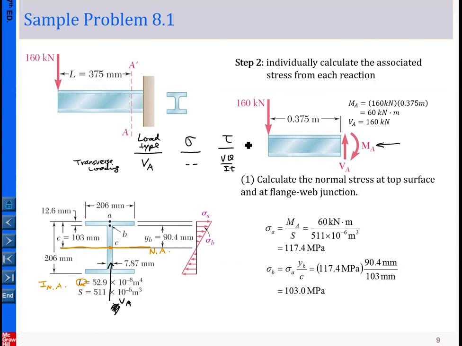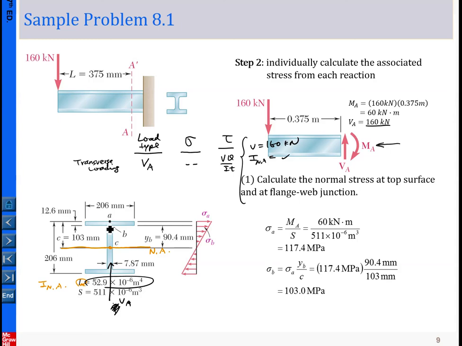So from here, in this case, we know V equals 160 kilonewtons. And I is about the neutral axis, which is given here. So I is given, and now the Q. Here we're interested in determining the stress at point B. So here that's very natural.